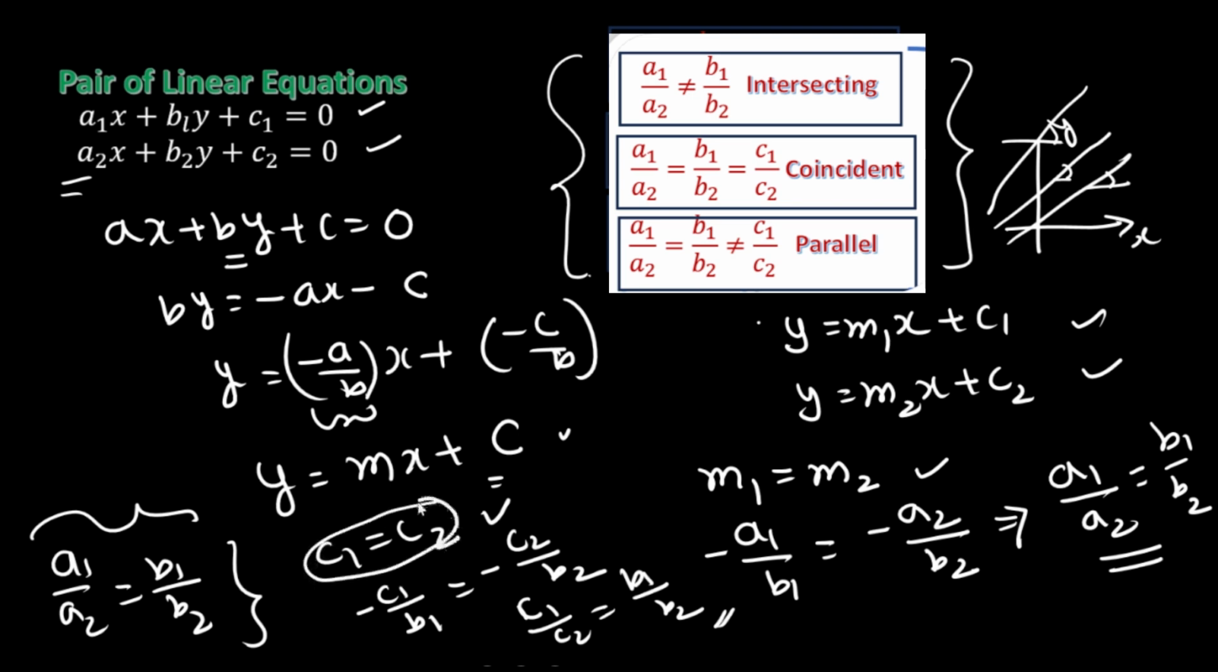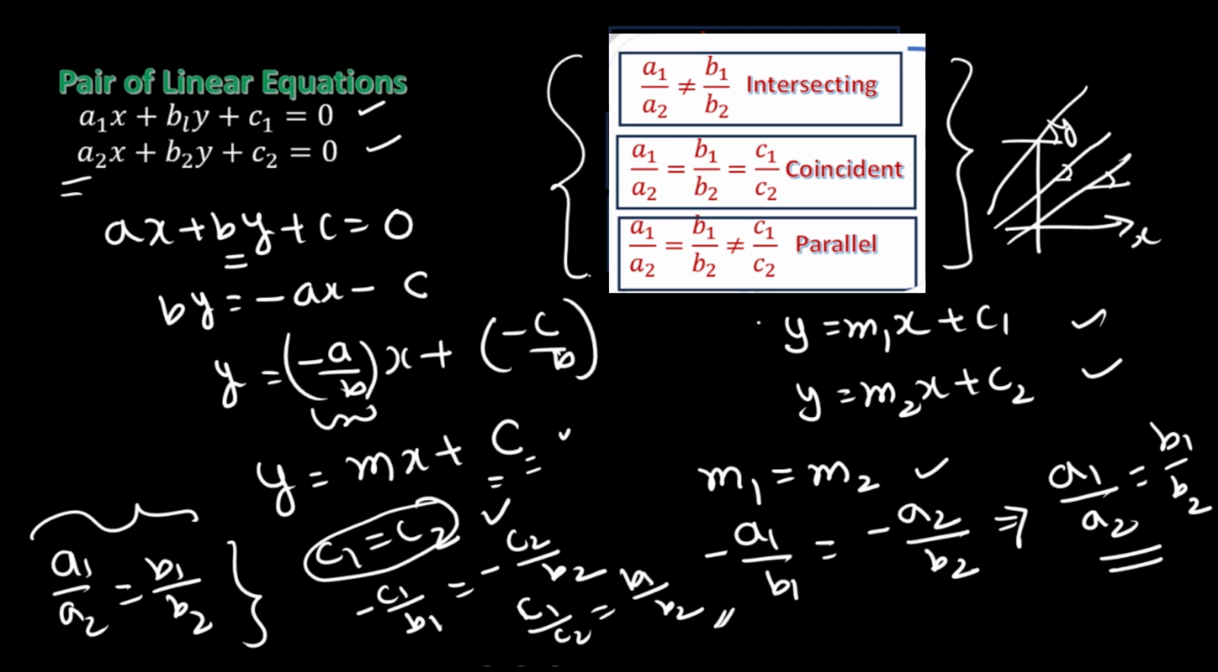Whenever c1 and c2, this intercept also becomes the same. So that's the reason the condition for coincident is m1 equal to m2, corresponding to a1 by a2 equal to b1 by b2, and it has the same intercept, c1 equal to c2, corresponding to c1 by c2 here. So that's what we call coincident. Parallel means the angle should be the same, that's why a1 by a2 equal to b1 by b2, but it should not have the same intercept. Parallel means it has a different intercept. That's why it should have the same angle, and that's the reason it is parallel, with a different intercept here.